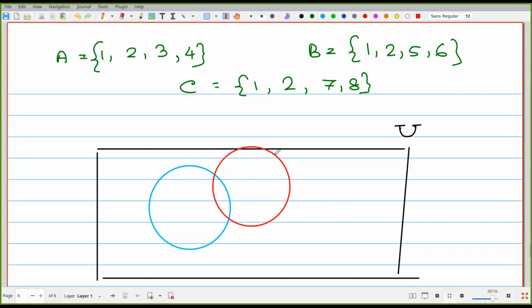Already that is outside of the U, that must not be set. Another one, suppose that is set C. So draw it. That is not becoming a perfect circle. Okay. So that first one is our set A. The red one is set B. The green one is set C.